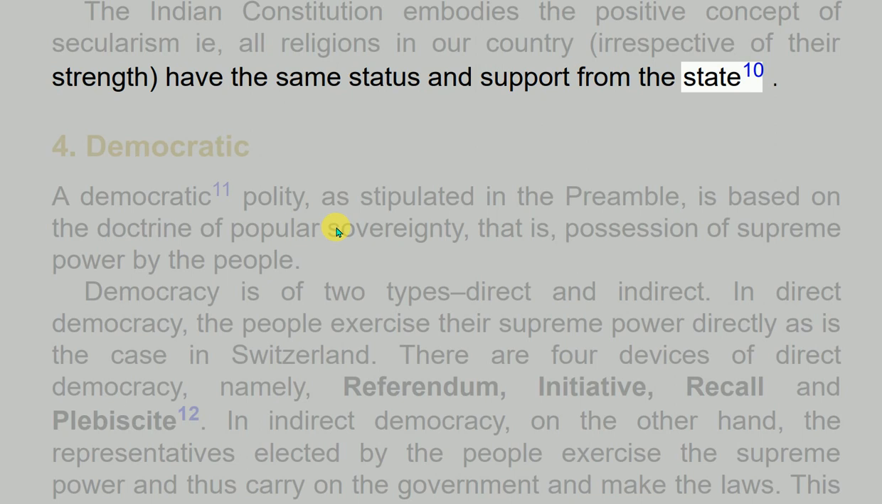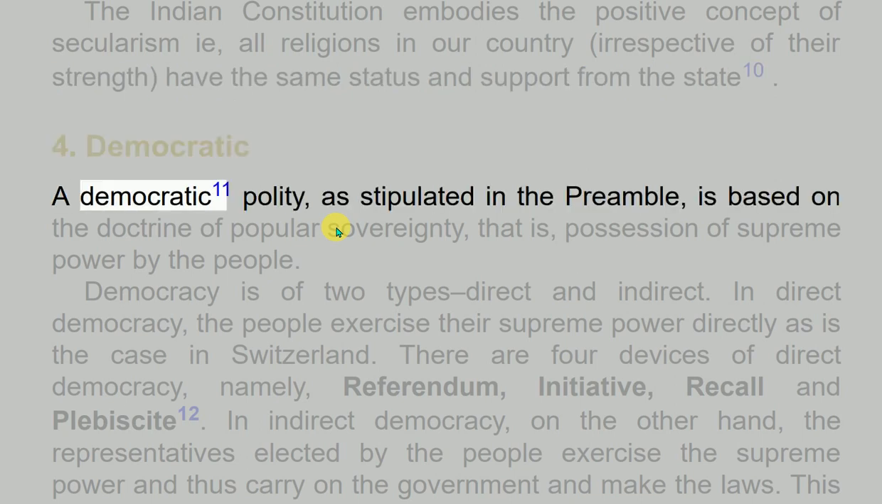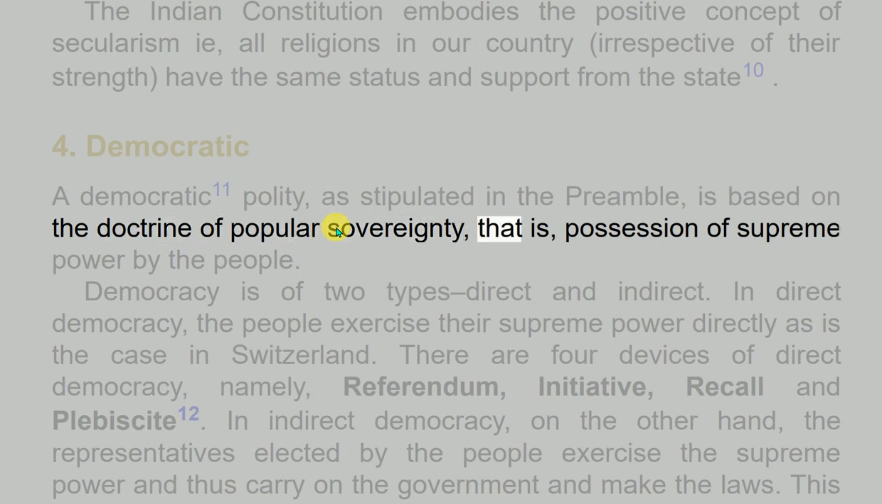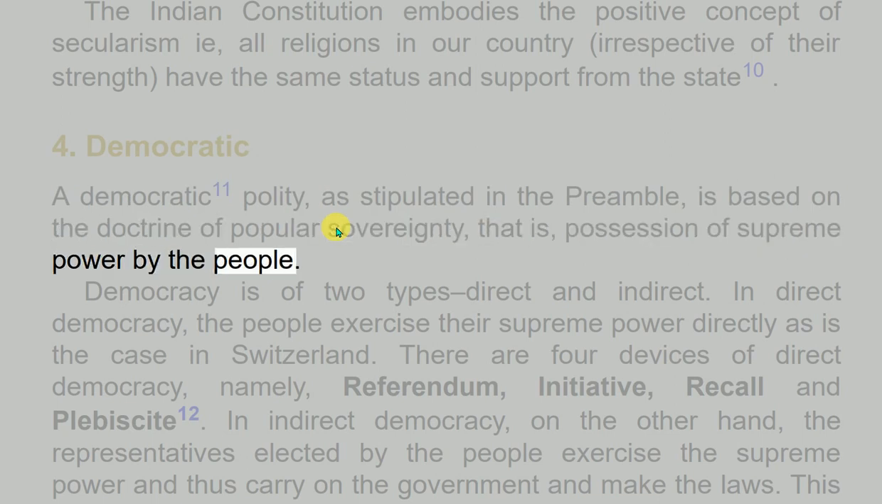4. Democratic. A democratic polity, as stipulated in the preamble, is based on the doctrine of popular sovereignty, that is, possession of supreme power by the people. Democracy is of 2 types: direct and indirect.